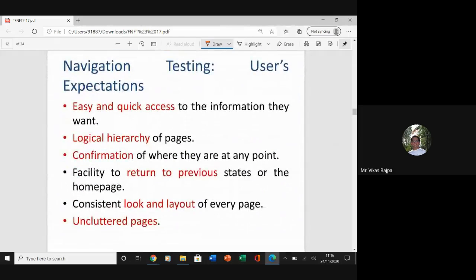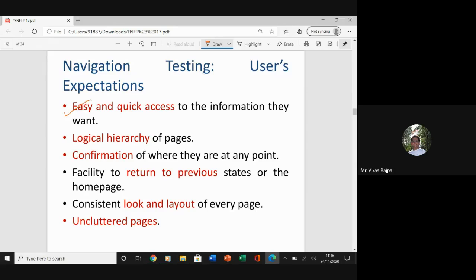So these are some of the users' expectations as far as navigation testing is concerned. First, easy and quick access to the information they want, right? The less time consumed to get access to particular information, the higher the chance to retain my customers. Users should not struggle in finding particular information.